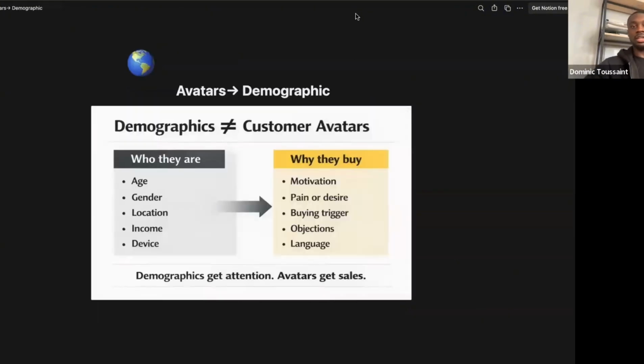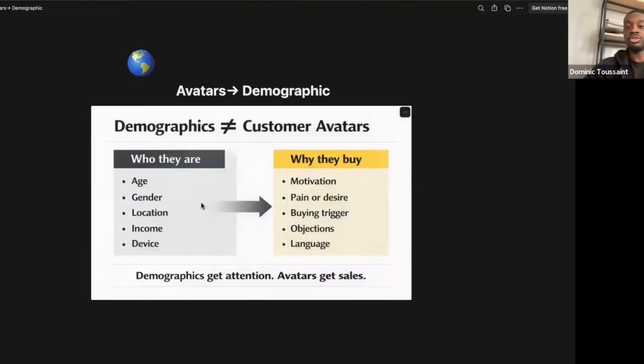This is where a lot of brand owners get confused and mistake demographics for customer avatars. A demographic is who they are, and your avatar is why they buy. For example, demographics are age, gender, location, income, and the device. It could be they're using their smartphone, their MacBook, or a tablet. Whatever the device is, these are all demographics.